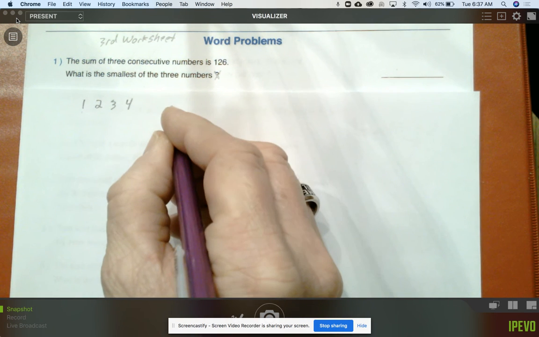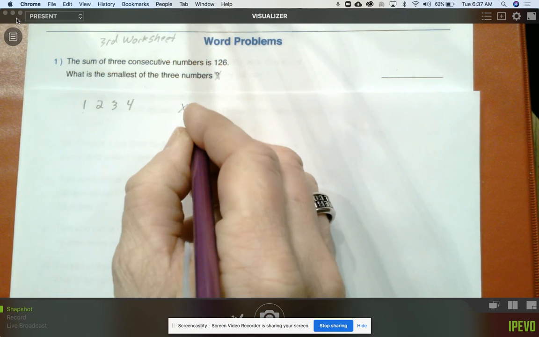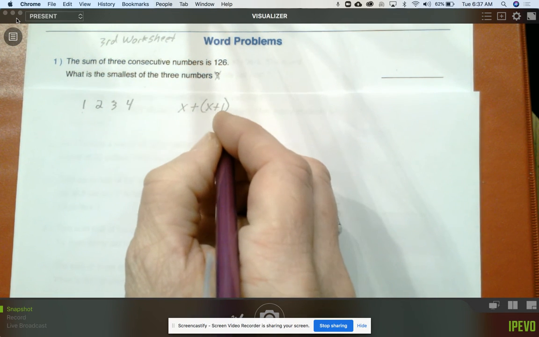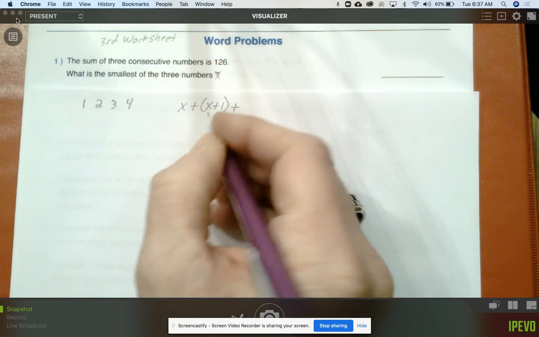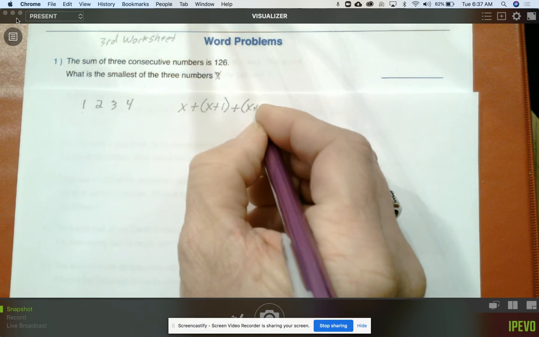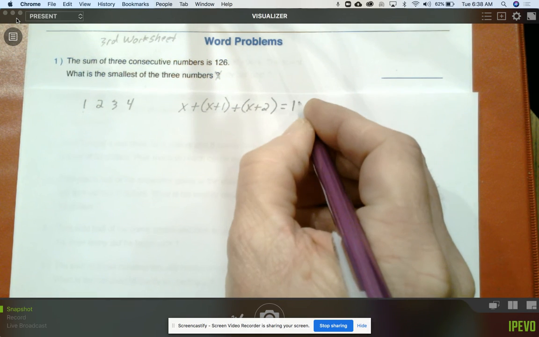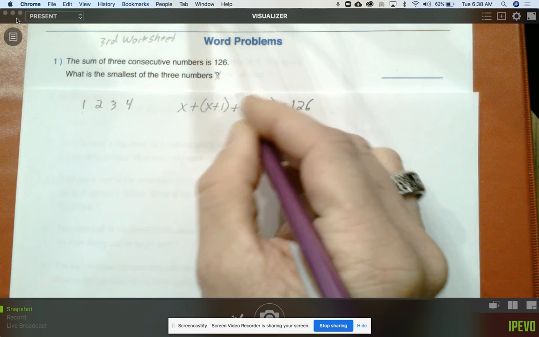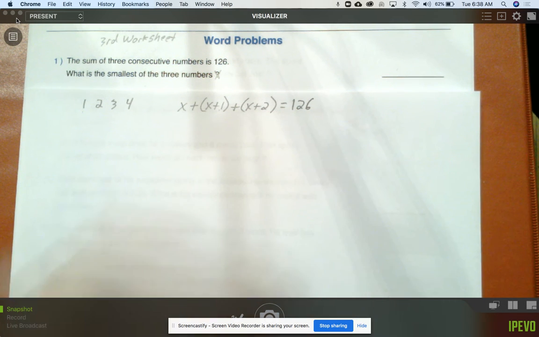This becomes x. That's our original smallest number. Think of that as like 1. And then my next consecutive number is x plus 1. I'm putting that in parentheses so you can see it's another number. Plus x plus 2. And then it says the sum is 126, so that means all three added together equal 126. So one number, two numbers, three numbers. These represent entire numbers: first number, second number, third number.